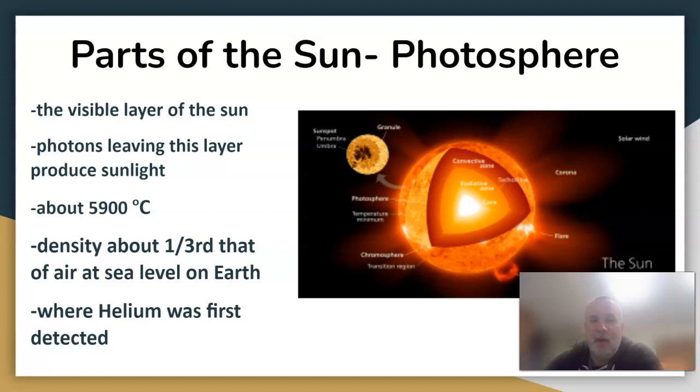The density is now about a third of the density of air at sea level, so it's a little bit more dense than the previous layer. And this is where helium was first detected, the first time we ever realized that helium existed.